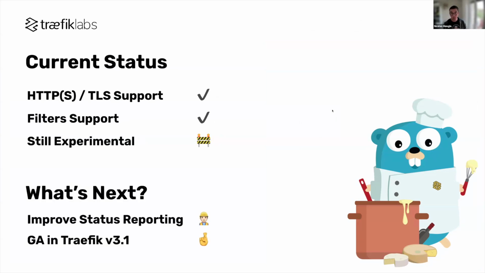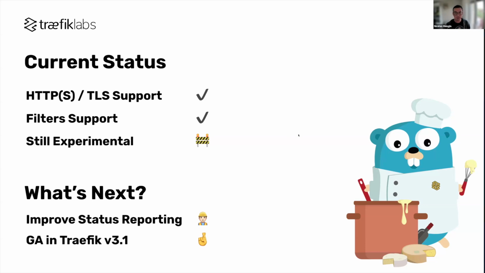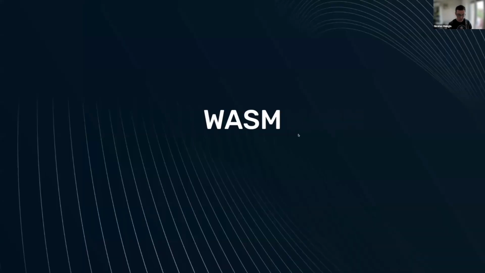But we are still working on it, and mainly working on the status reporting. That is a very important part of the specification. And our goal is to GA the feature ASAP, and hopefully in Traefik v3.1. So this is it for Gateway API. And now Emile will talk about WebAssembly.